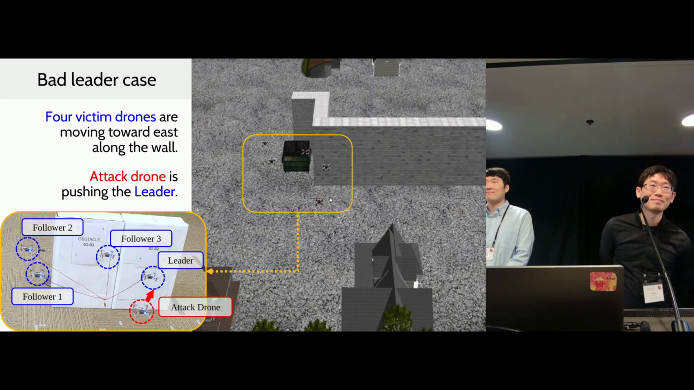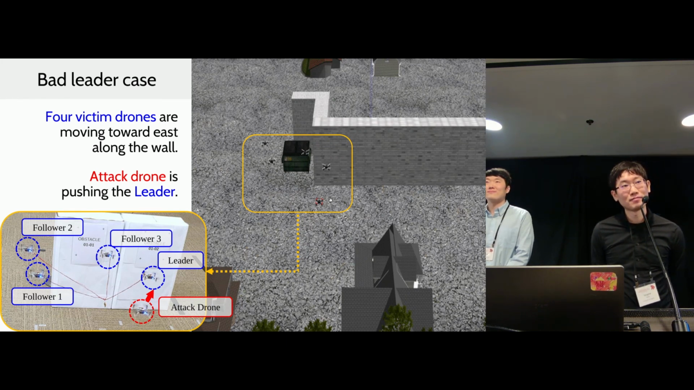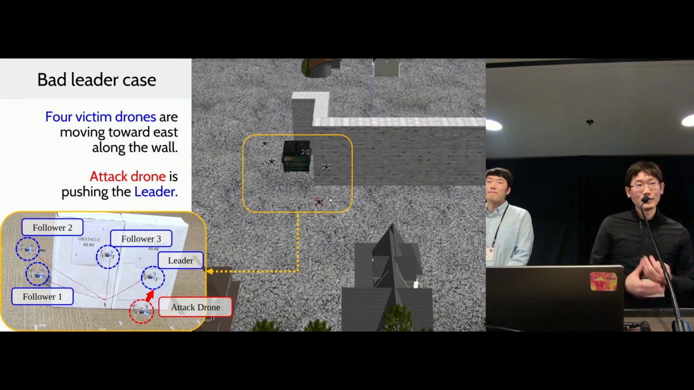A 20-second, 30-second question. Okay. Yeah, this is great work. This is Hyung-seo from Purdue University. In my understanding, if the swarm algorithm is screwed up, a crash will happen. But in the real world, as far as I know, each drone control software is also equipped with its own collision avoidance algorithm. So have you considered such cases?